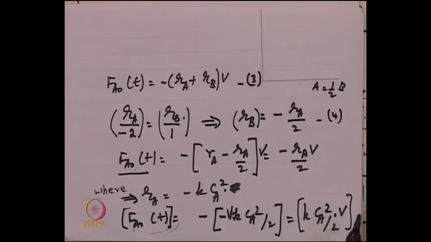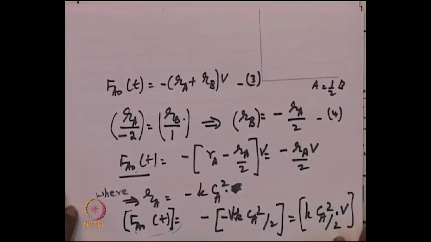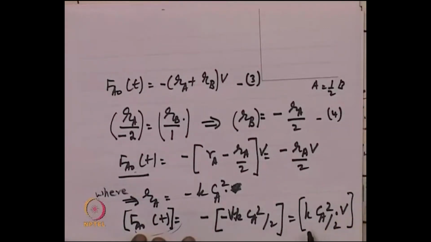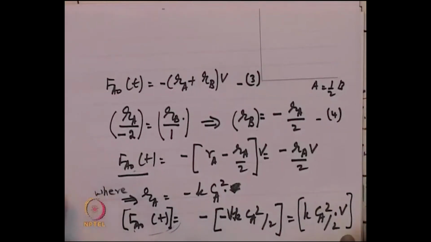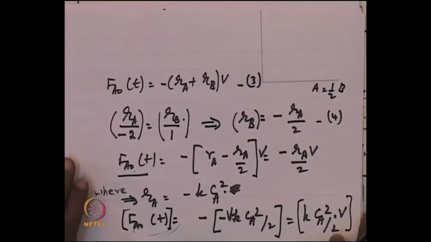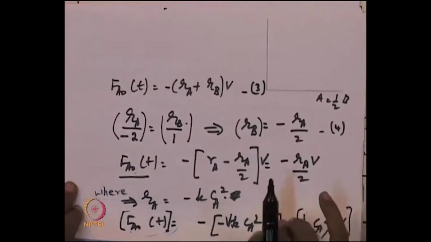In other words, what is being said in the problem statement is that we must adjust Fa0 of t so that it is always equal to k times Ca squared by 2 times V. So, we must adjust Fa0 of t so that it satisfies this equality always. This is the control system that we must implement. Having said this, the rest is fairly straightforward.